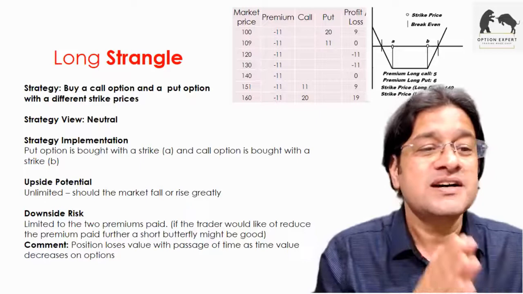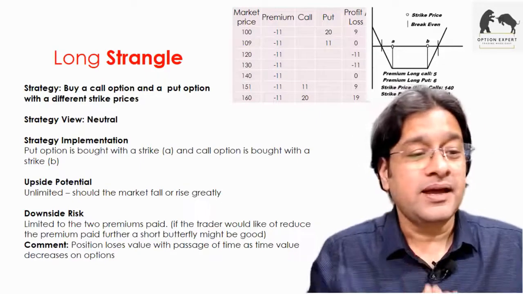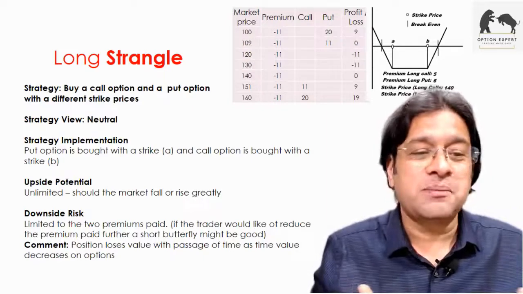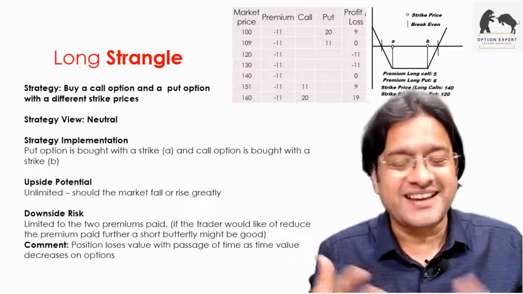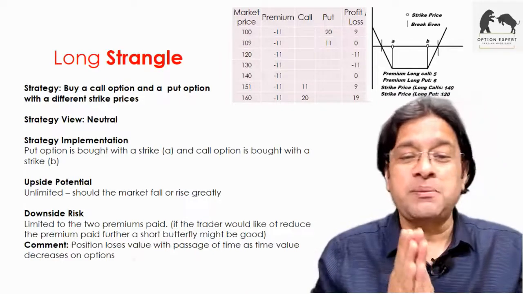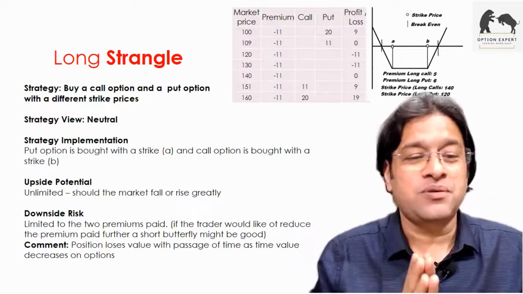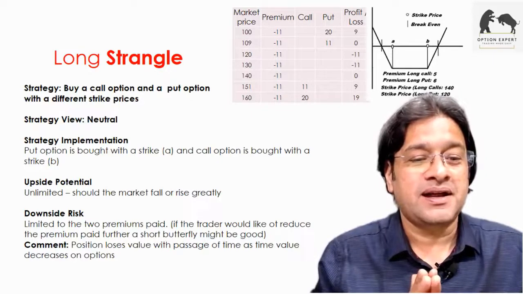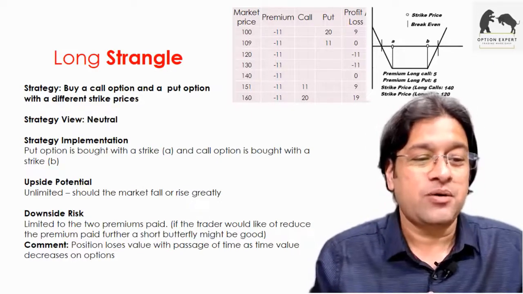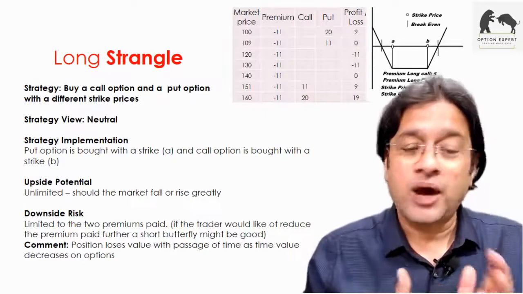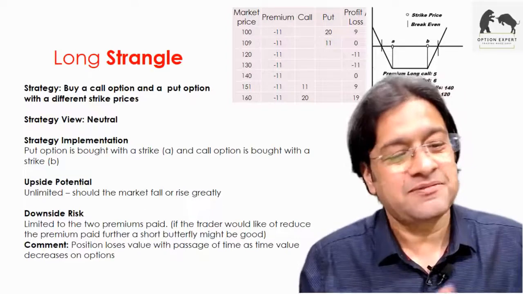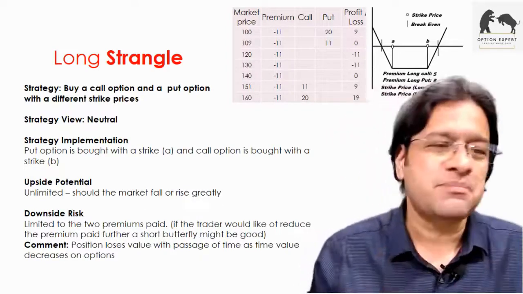This is the long strangle. Upside potential is unlimited should the market fall or rise greatly. Downside risk is limited to the two premiums paid. But if the trader would like to reduce the premium, they should try a short butterfly. The position loses value with the passage of time as the time value decreases on options. As you all know, it's the same risk you're carrying.